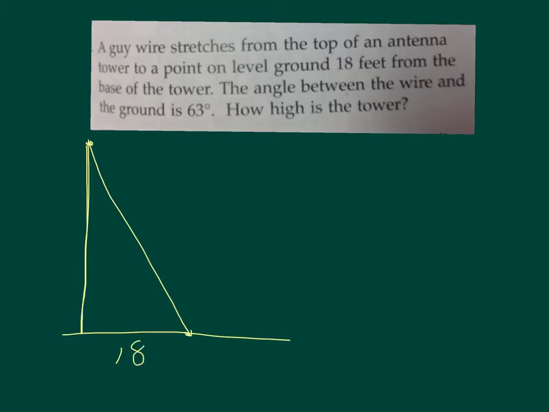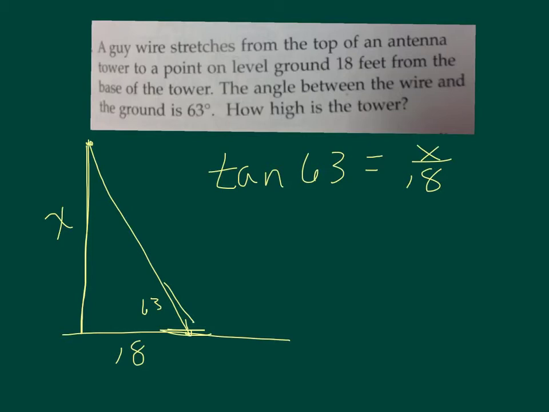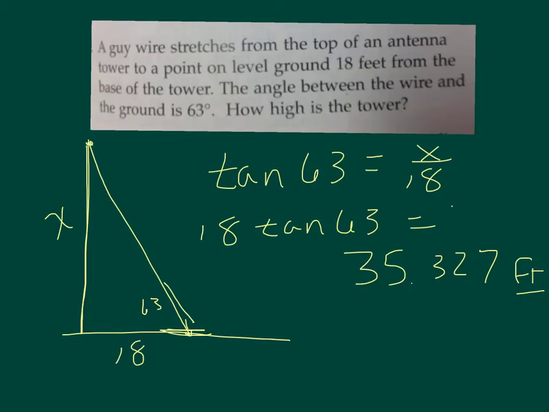It says this is 18 feet. They tell me the angle between the ground and the wire is 63, and they want to know how tall the tower is. So now I can use my trig ratios. I'm looking for an opposite, and I have an adjacent, so I know the tangent of 63 degrees is equal to x over 18. 18 times the tangent of 63 is equal to 35.327 feet. Don't forget your units.